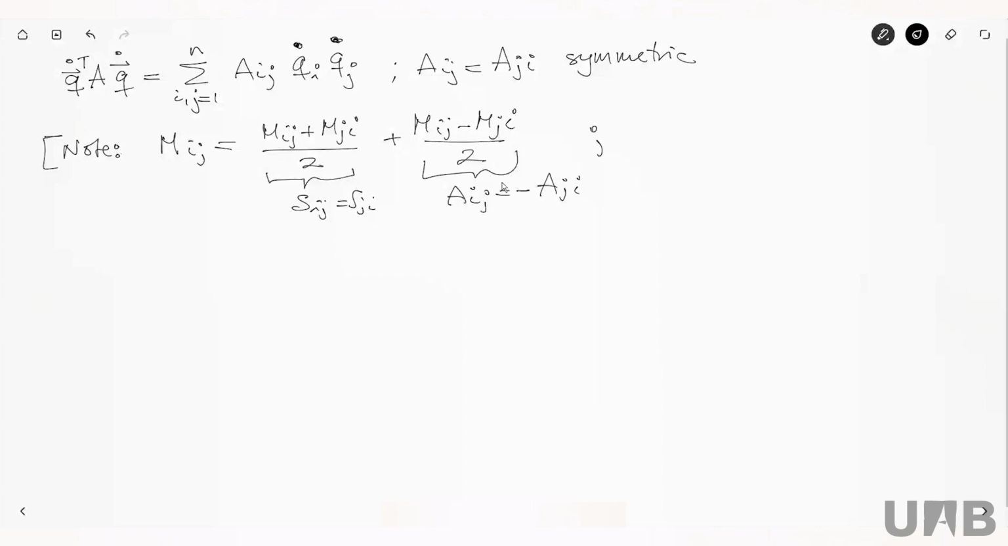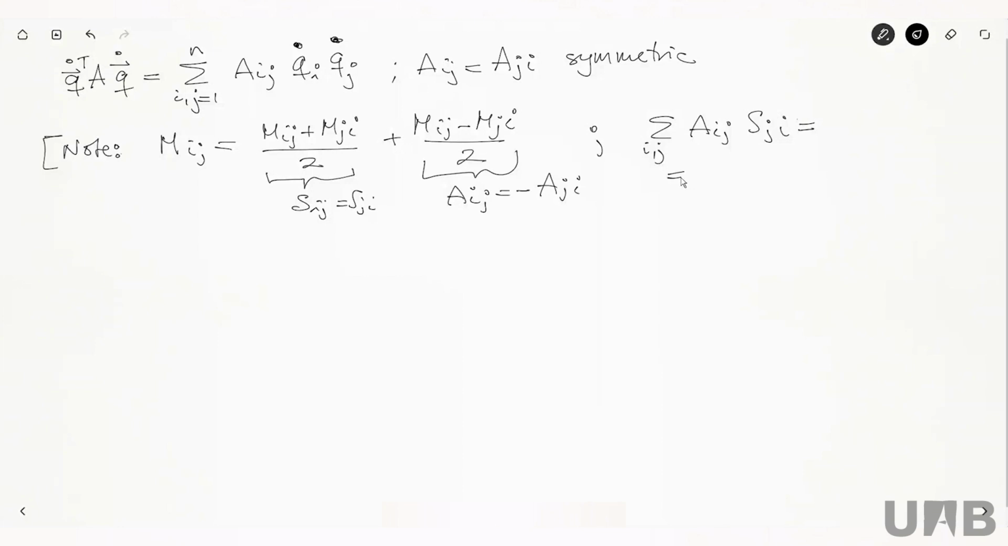If you have the sum over i and j of A_ij q dot i q dot j, in general I can even write here any symmetric part, S_ji. This is identically 0 if S is symmetric and A is antisymmetric in the exchange of indices i and j. So the proof of that is based on the fact that the indices are dummy.